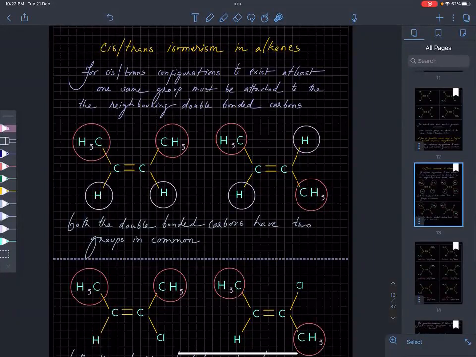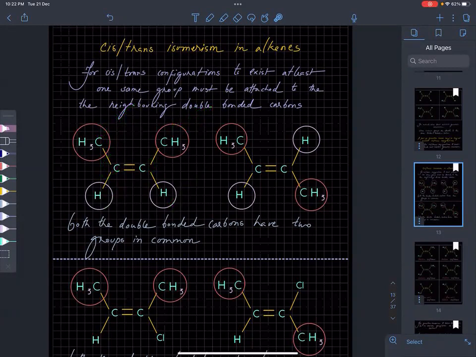We can name them either cis or trans. But for naming cis or trans, there is a condition. On the neighboring carbons, there must be at least one same group attached. On this carbon, there is a CH3 group. On this carbon, there is a CH3 group. On this carbon, there is a hydrogen. On this carbon also, there is a hydrogen. That means we can name them as cis and trans.